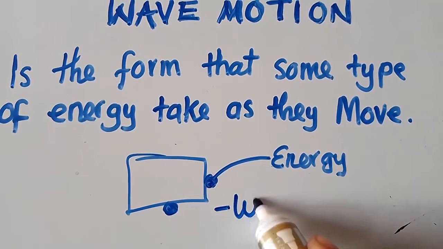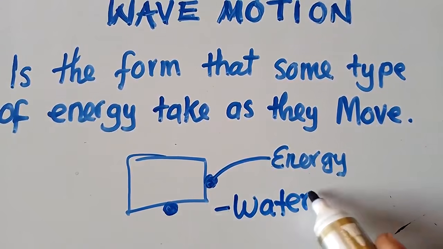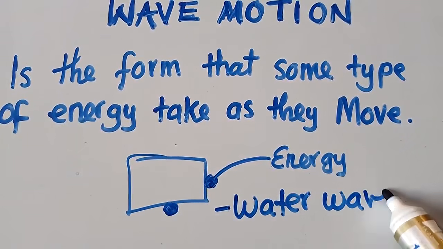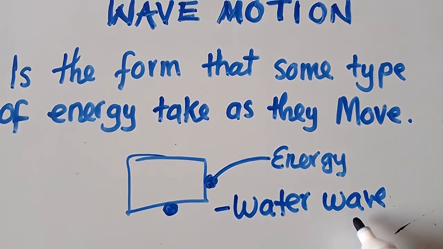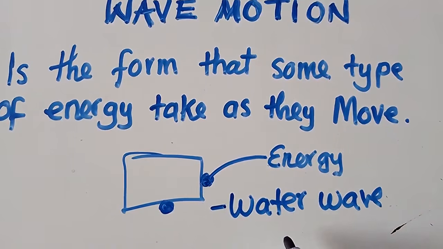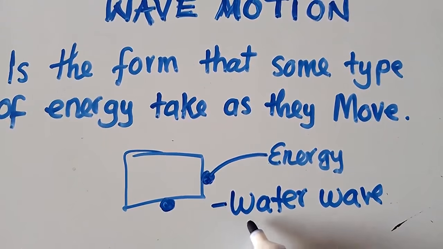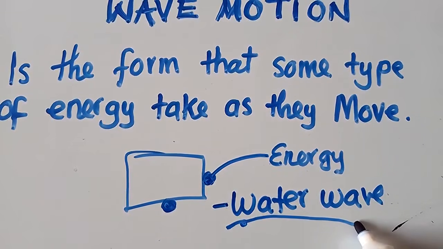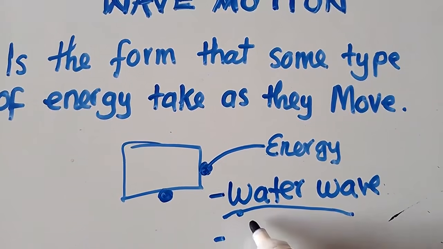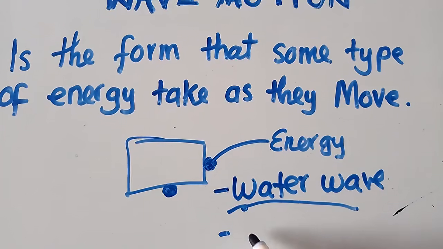The first example is a water wave. As those water waves are taking place, the disturbance is occurring on the surface of the water, and they are able to transfer energy from one point to the other point. We've got a sound wave. These are examples that I want you to understand.